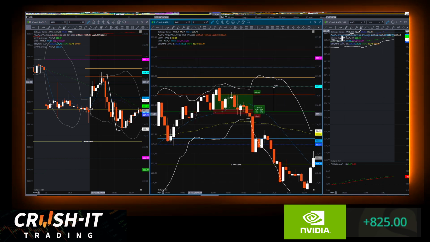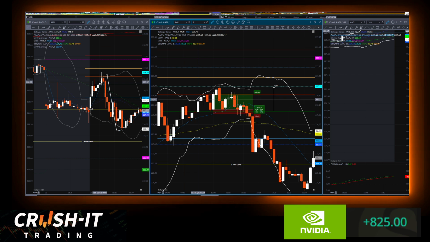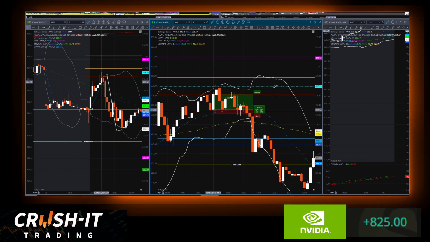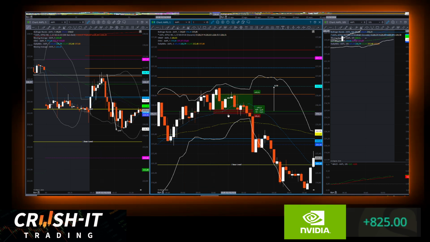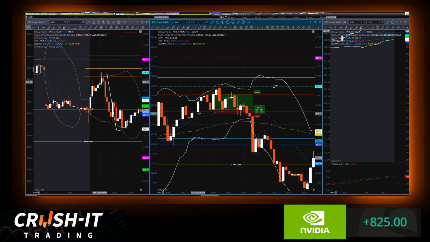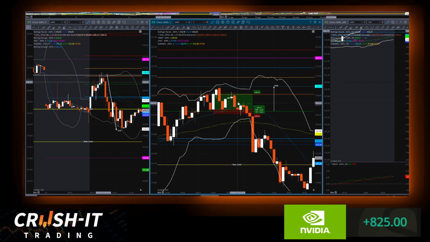So you get this impulsive candle right here to the upside. And then we're able to get the retest. Your entry comes in this candle here. Your risk to reward, your stop is right here at this previous impulsive candle. And then we got our first scale here.